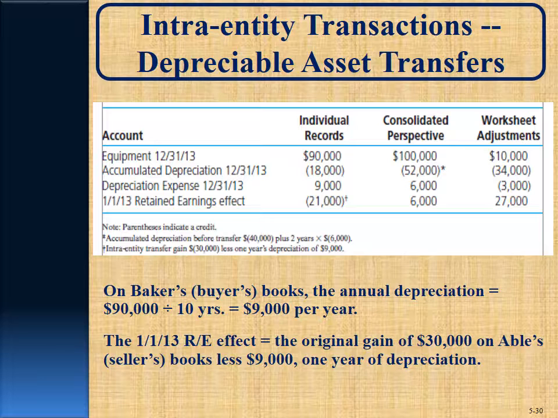I'm telling you, it does get kind of crazy, but we need to learn this and keep it straight. So when it goes into the future years, you really need to look at what the individual records are stating, and what they should state. The consolidated perspective is we never sold it. If we never sold this, how would this equipment be represented in consolidation? And then based on the differences between those two, you will do an adjustment.